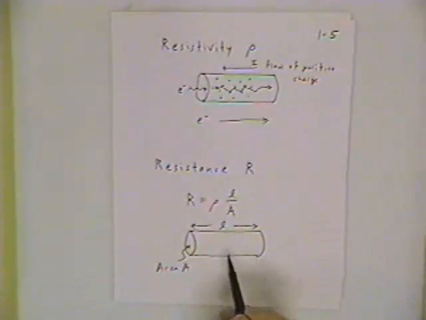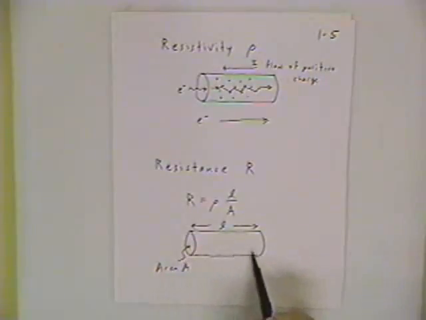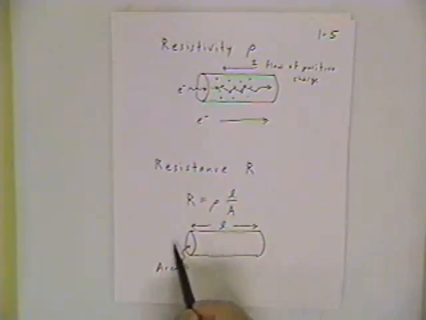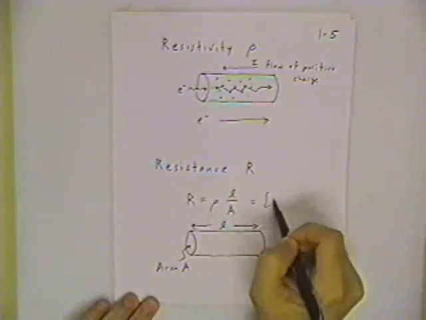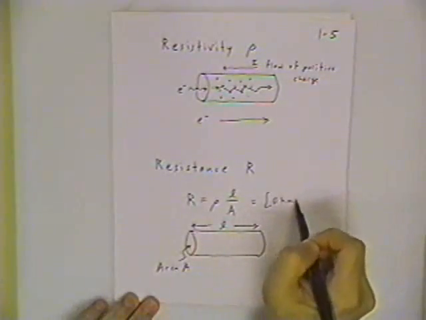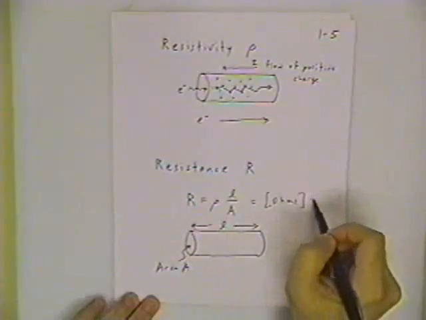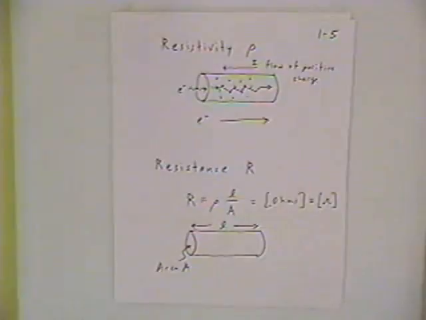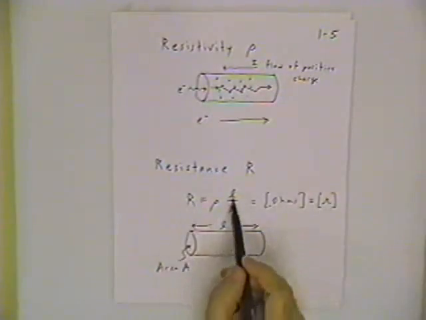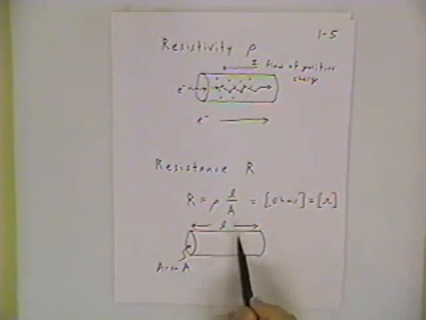So you can be looking at a circuit composed of resistors. Each of those resistors has a geometry similar to this, and you can calculate a resistance in ohms. Either spell it out or use the symbol omega. And the resistance in ohms is related to the length and the cross-sectional area.